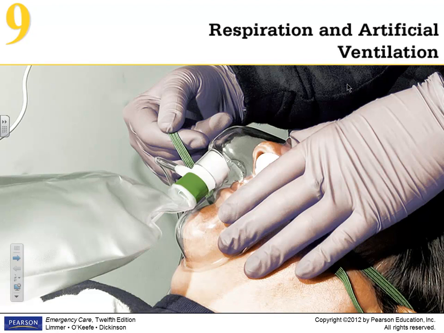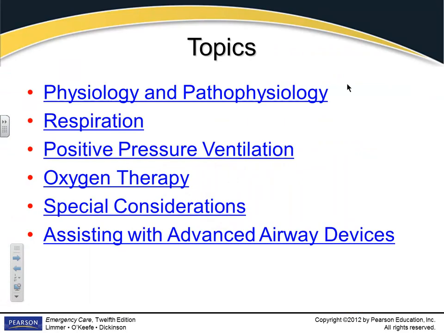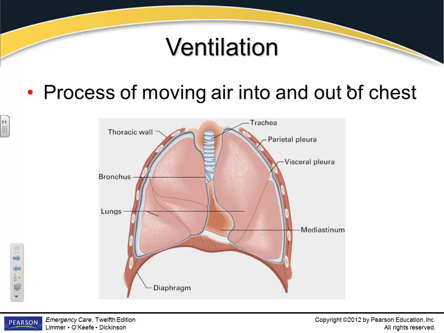So tonight we're going to be looking at respiration and artificial ventilation. Ventilation and respiration are different things, so we're going to talk about those differences. We're going to look at what positive pressure ventilation means and why it's important, and the pathophysiology of the respiratory system with positive pressure ventilation. We'll look at oxygen therapy, and we've been doing that in the lab, so some of this stuff will start to make sense for you, I hope. We really are not going to look at assisting with advanced airway devices tonight. We'll look at that towards the end of the semester when we build in a little bit more time.